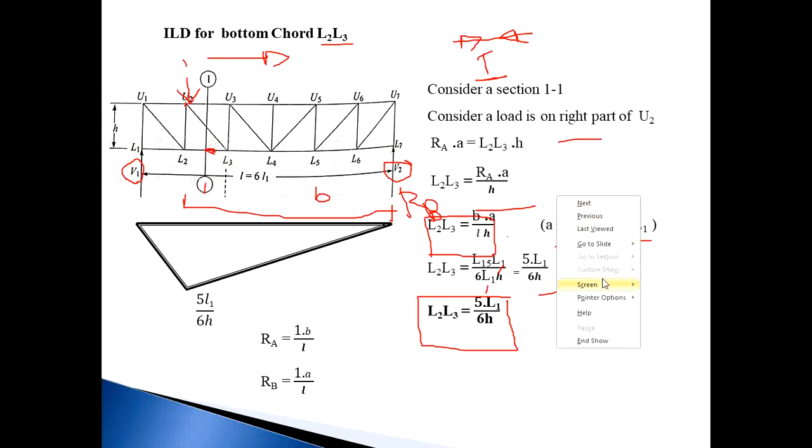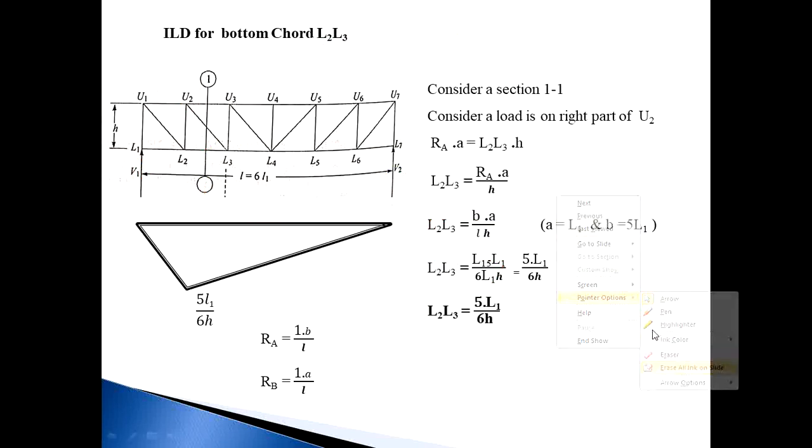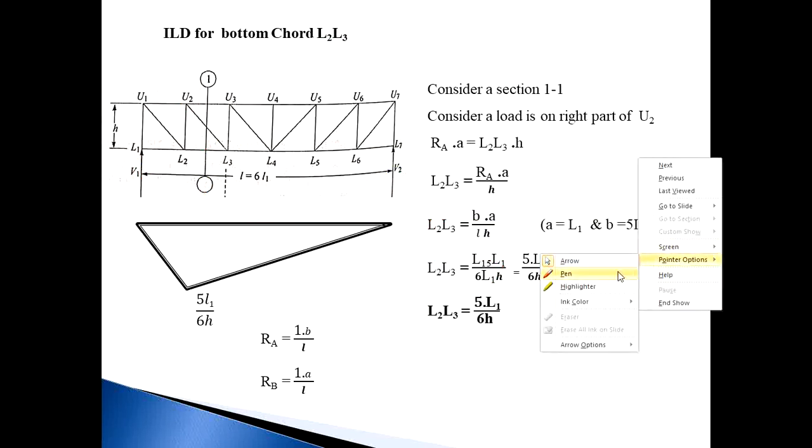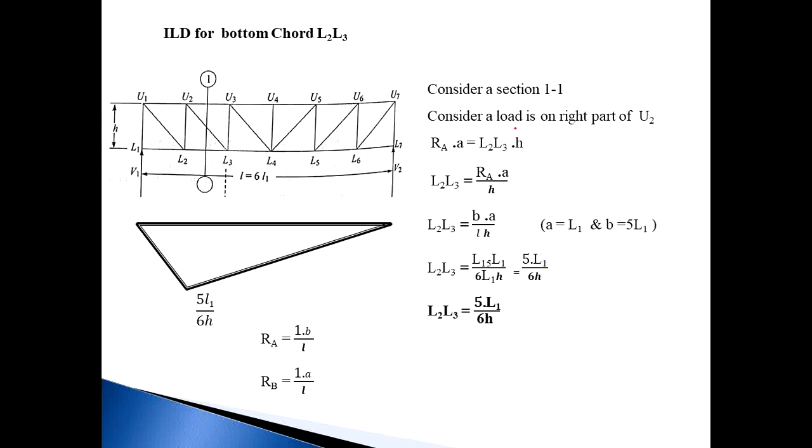Next, see, mark section 1 as it is, and now consider the right part of the section, meaning your load lies on the right part of the section. Now on the right part, the number of forces is 2, the first one is a unit load and the second one is the reaction, and on the left part just only one force, that is RA.